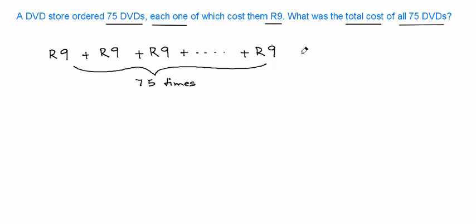So this is equivalent to the multiplication sentence 75 times 9. So you can write down 75 and then 9 below the 5 under the ones place, and then multiply 9 with 5, get a 45, write down 5, carry the 4 over, 9 times 7 is 63, plus 4 is 67, so the answer is 675. So the total cost of all 75 DVDs is 675 Rand.